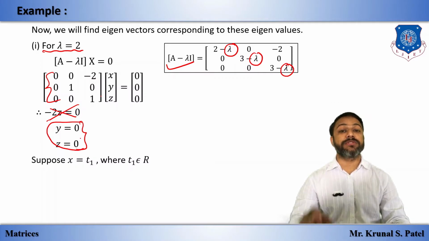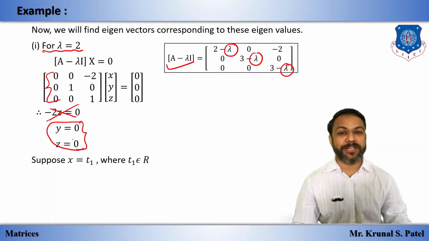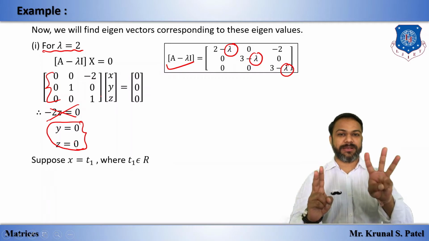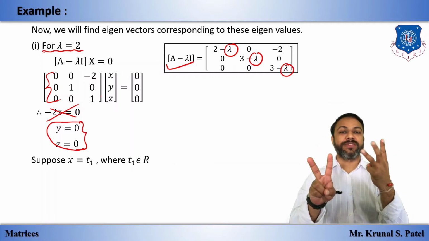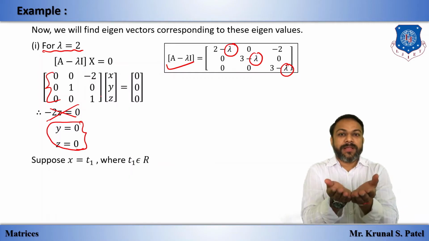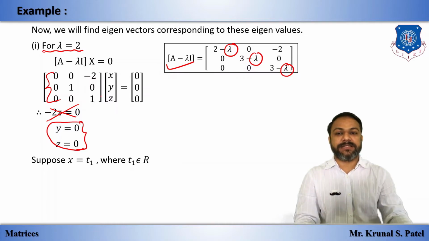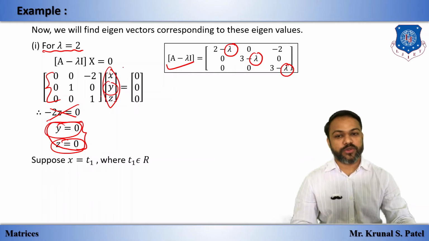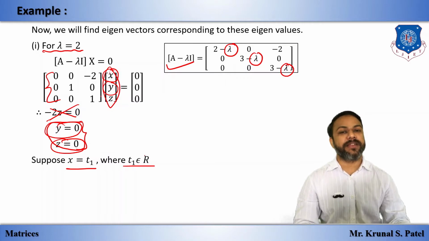So we will use the basic concept of homogeneous and non-homogeneous linear systems. We have two equations and three variables, so 3 minus 2, which is 1. So we have to suppose one parameter. Now as I told, we will suppose from the bottom: z, y, x. We cannot suppose z because z has a value 0, and we cannot suppose y because y is 0. So the remaining is x. So we take x is equal to t1, where t1 is any real number.